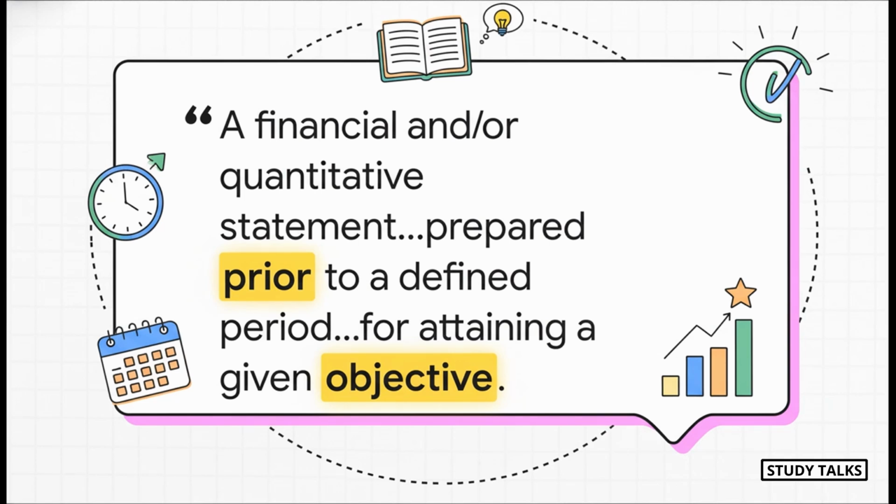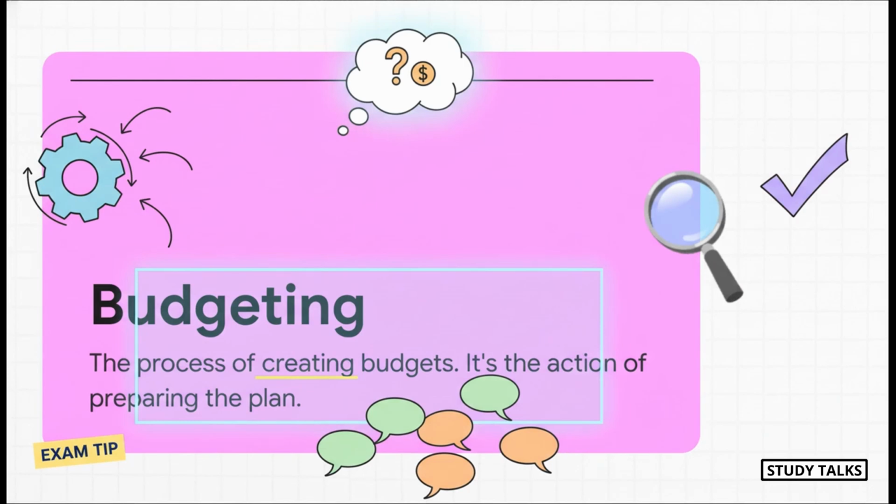Pretty straightforward, right? Okay, so if a budget is the thing, the final document, then budgeting is the doing. It's the verb. It's the whole process of actually putting that plan together. All the meetings, the number crunching, getting the approvals, it's the action. A simple but super important distinction.